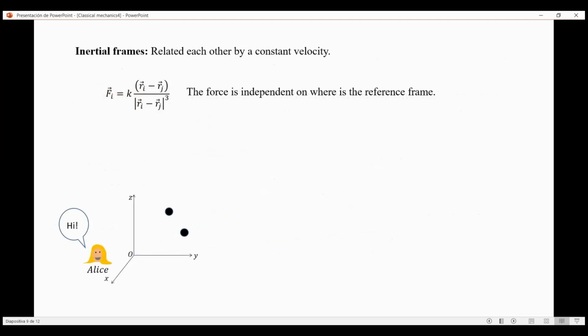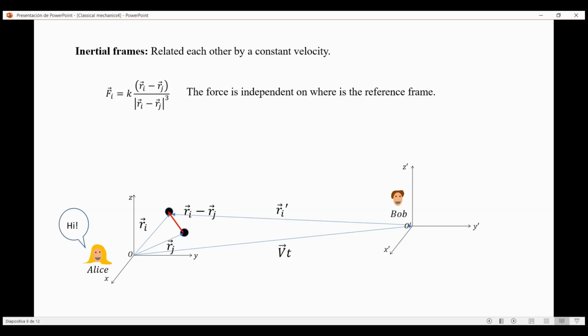Going back to what the exercise asks for, that Coulomb's law is invariant under a Galileo transformation, consider Alice here in an inertial frame OXYZ. Alice measures position vectors r sub i and r sub j for the two particles, and r sub i minus r sub j for the distance vector between both particles. Consider Bob traveling in the O prime, X prime, Y prime, Z prime system with constant velocity. He measures r prime sub i and r prime sub j for the particles.